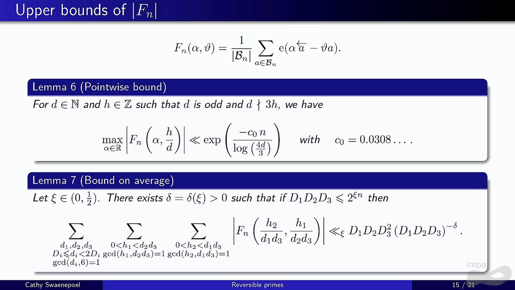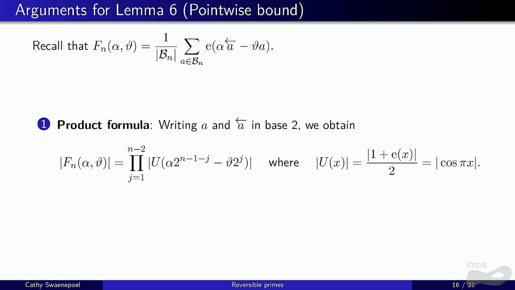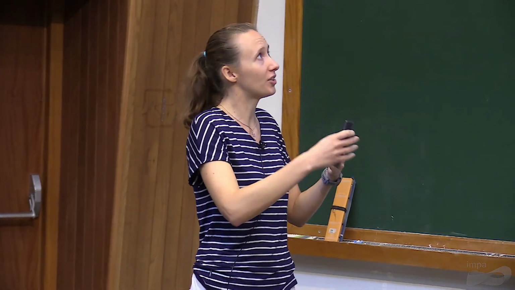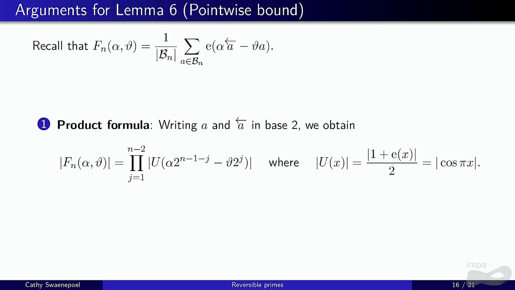So now I'm going to give you some arguments to prove these two bounds. I recall the definition of our function fn here. The first argument is a product formula. As in many problems regarding digits, we have a function in which there's information about the digits, and we can rewrite this function as a product, and then we take advantage of this product representation.